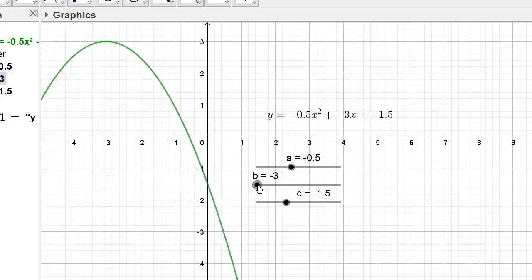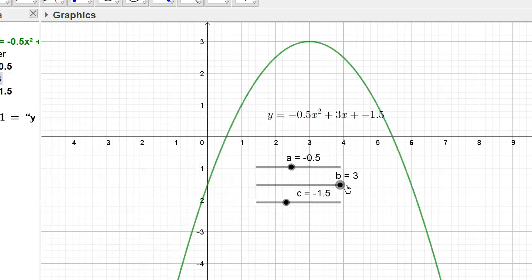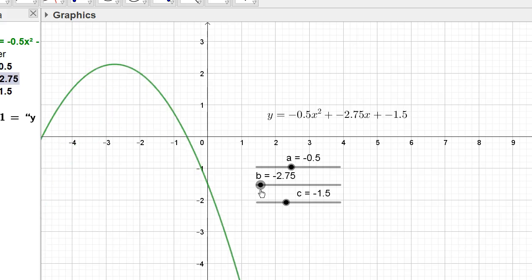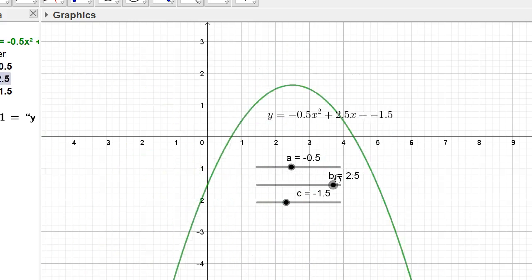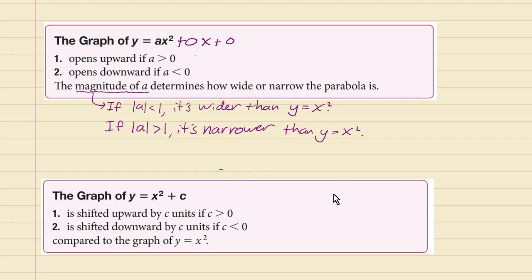B does some weird stuff. B kind of moves it diagonally is the way I like to think of it. It changes the x-intercepts and changes the vertex and kind of makes the whole thing wiggle around. So you could have described what B does any way you wanted. So just wanted to make sure that you know these two facts. That's the main thing you should know about your explorations with parabolas.